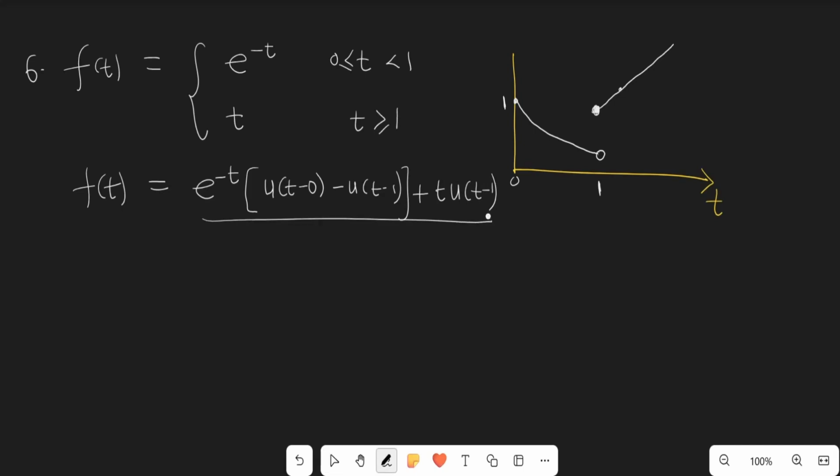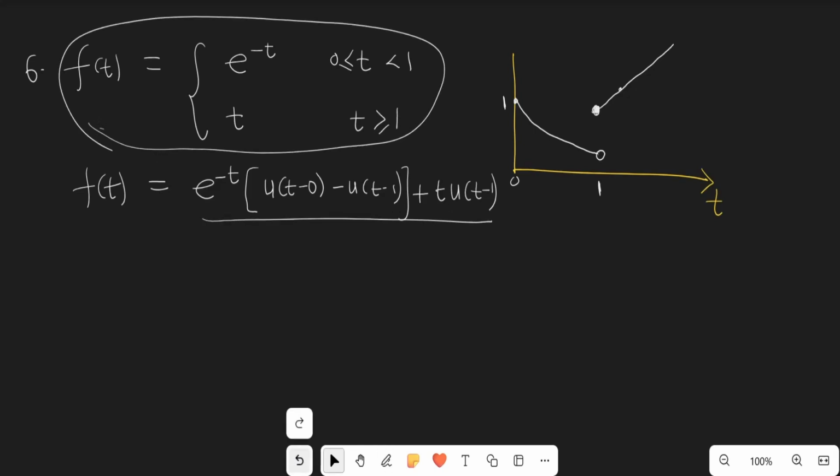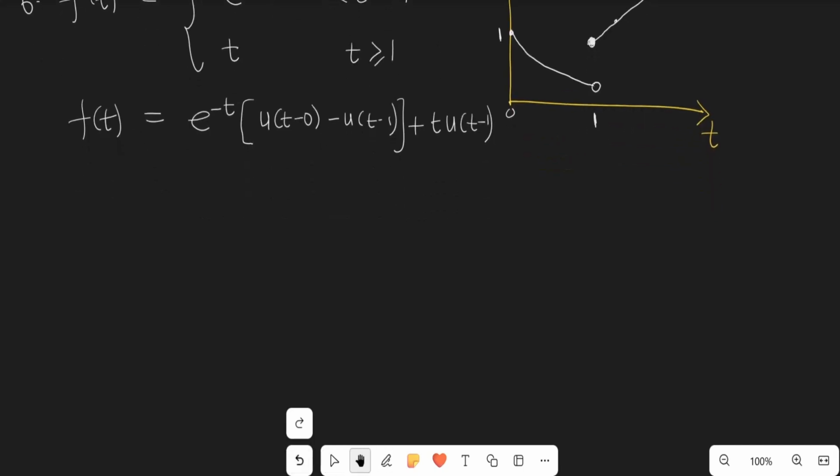This one can also be expressed like this. So our function here can also be expressed like this. So now we can take the Laplace transform on both sides. But before we do that, let's simplify this one to match with what we already know. So we have f of t to be equal to what really?